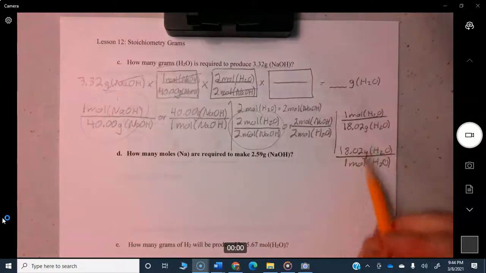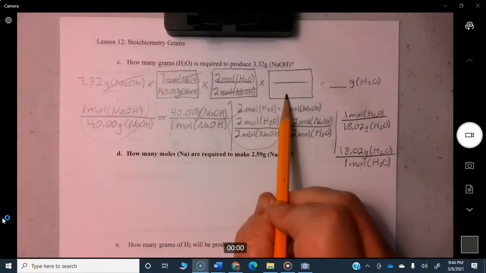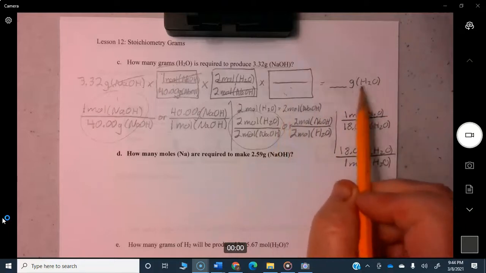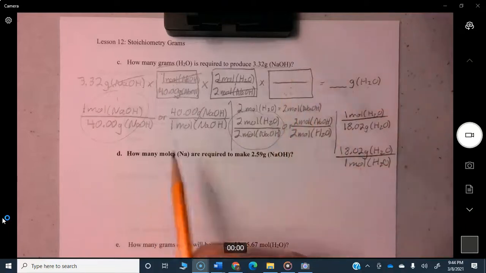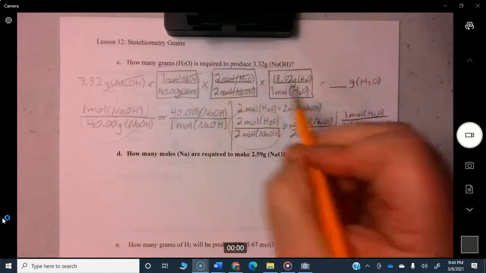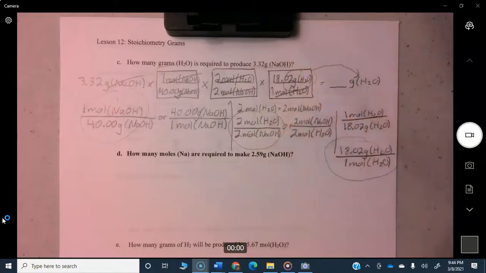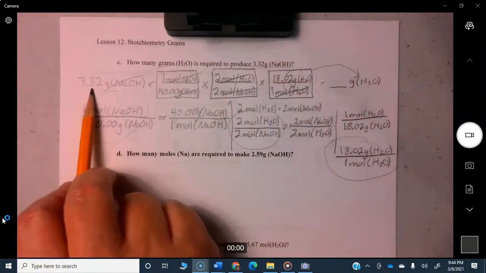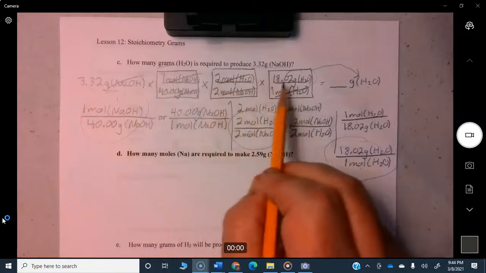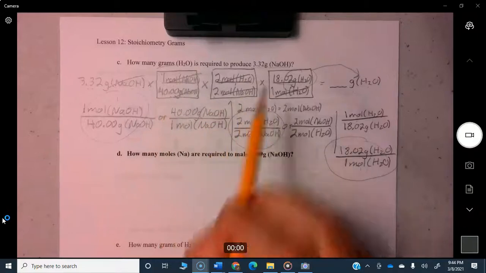Okay, so which of these two are you going to want to put there? And we need moles of H2O to cancel out, so we need moles of H2O on the bottom. Grams of H2O appears in the final answer, so we need that on top. So it's going to be this. Moles of H2O cancels and cancels. Grams H2O is all that's left. So now we're ready to multiply 3.32 times 1 times 2 times 18.02 divided by 40 divided by 2 divided by 1.